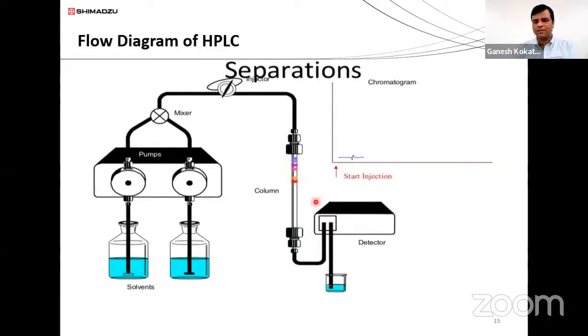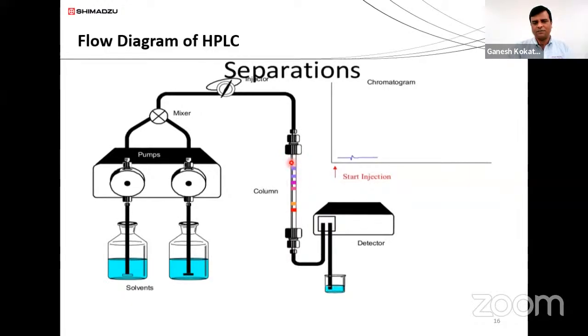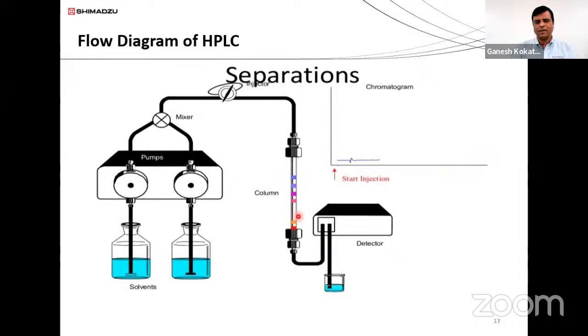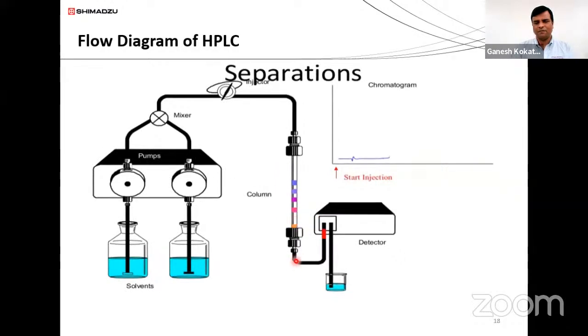As the bands get separated, there are almost 1, 2, 3, 4, 5, 6 bands. That means 6 different components are there in the given mixture. Depending on the polarity and the mobile phase we are going to use, those peaks get separated. After separation, the first peak, which is either polar or non-polar depending on the mobile phase, goes toward the detector.